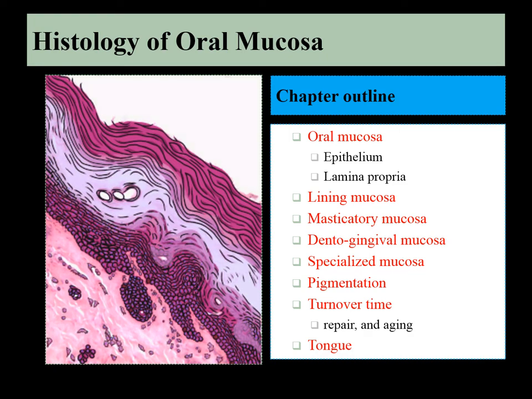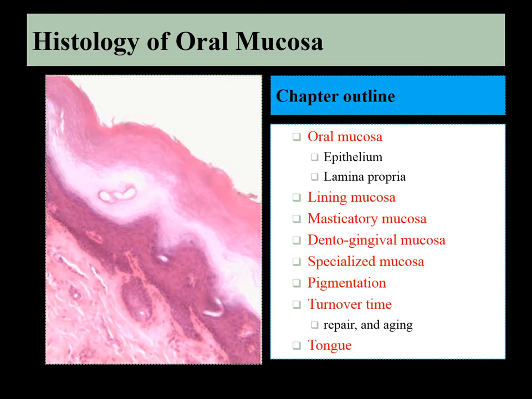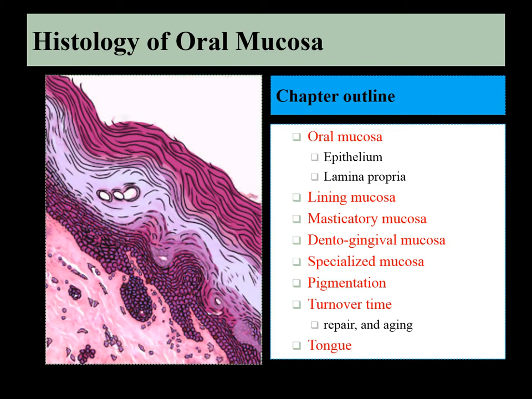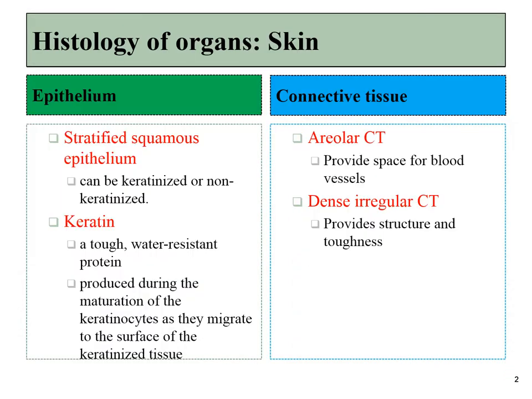Chapter 3, Histology of the Oral Mucosa. In this chapter, we're going to cover a number of related tissue types found within the oral cavity. But first, let's take a step back and review the histology of the skin.